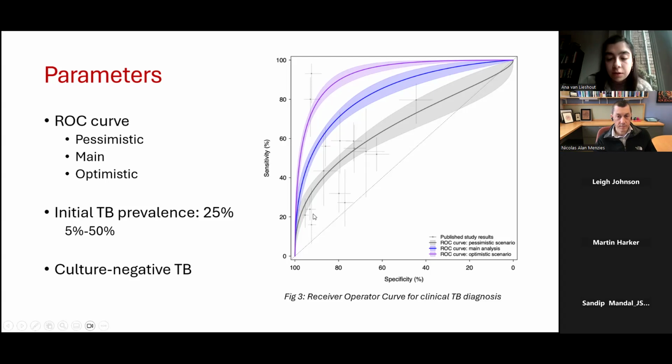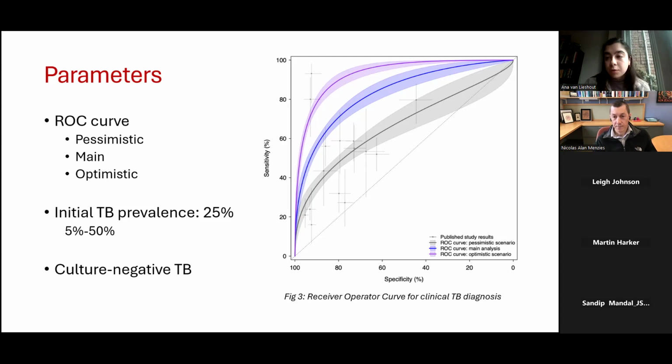If we look at this figure, these dots represent published study results, and that is what we fit the curve to. We use the middle line, the blue line, for our main analysis. Somewhere along this line, in this balance between sensitivity and specificity, is what the actual accuracy of clinical diagnosis would be in this study.